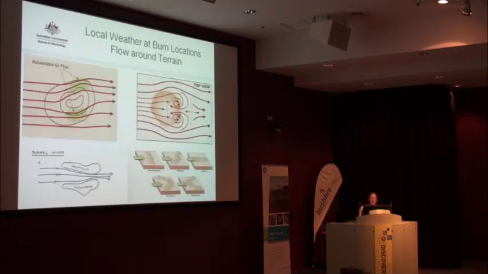So for example, we'll be seeing accelerated airflow around the sides of a mountain, and we're more likely to see funneling effect between two mountains, and we can see turbulent effects behind the lee of the mountain as well.